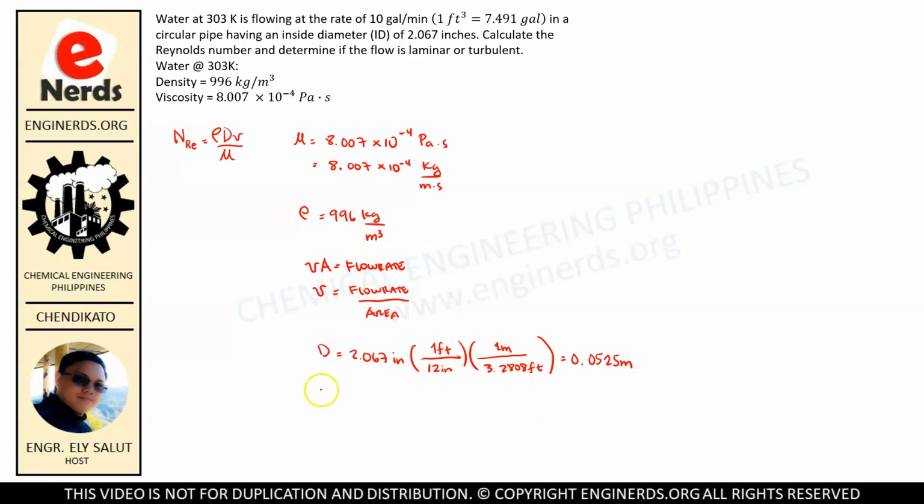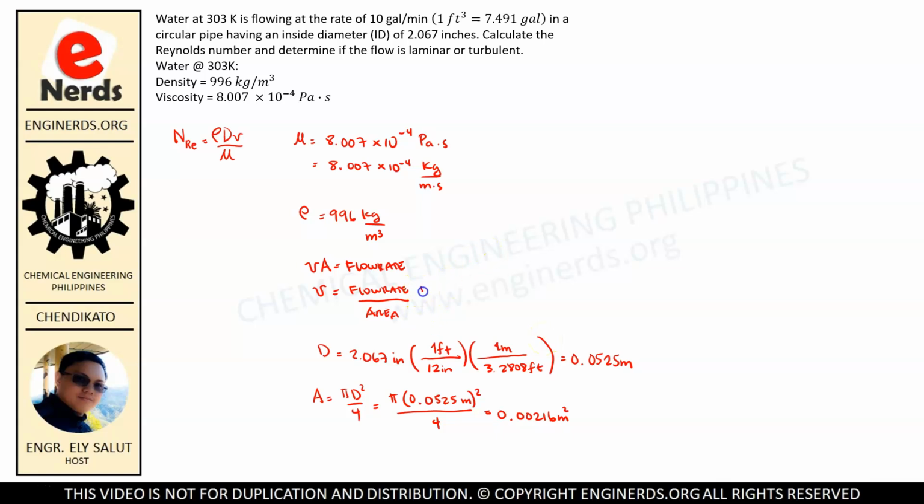Okay, so using this diameter, makukuha natin yun yung cross-sectional area ng ating pipe. So, our area is equal to pi d squared over 4. So, substitute natin yung ating diameter. We'll have here pi times 0.0525 meter squared over 4. So, pi times the square of 0.0525 divided by 4 is equal to 0.00216 square meter. Okay, so nakuha na natin yung area, no?